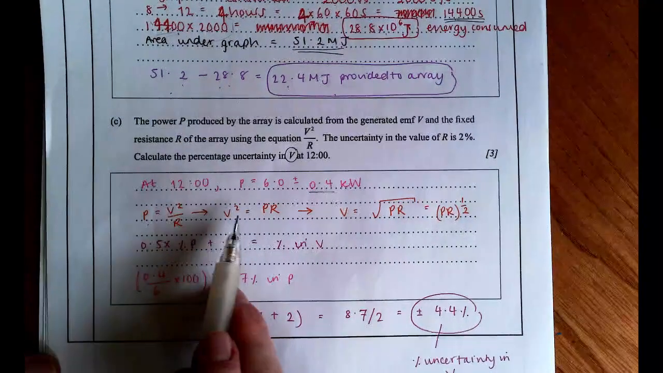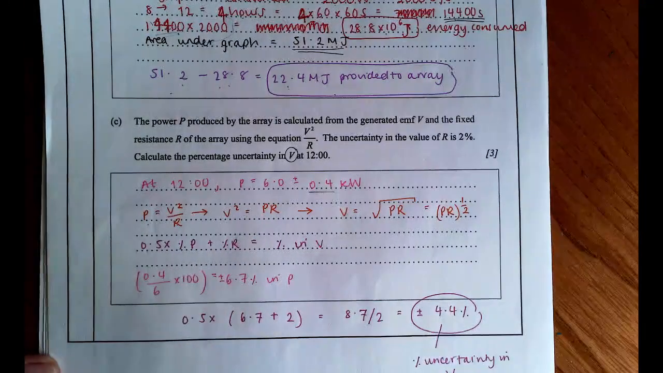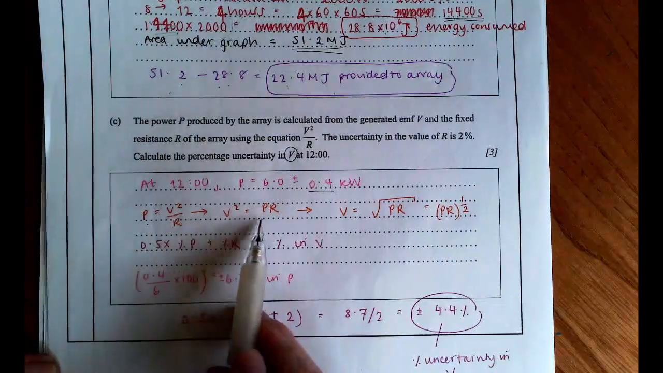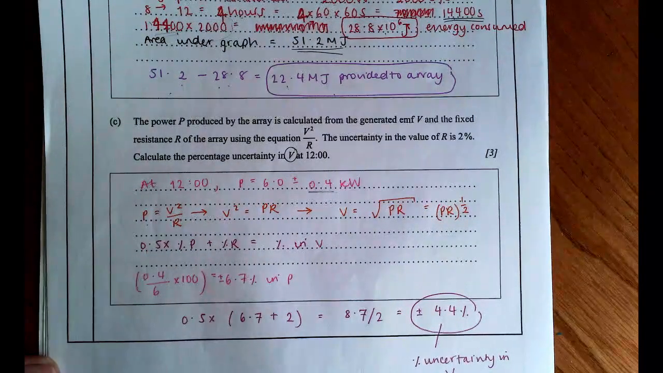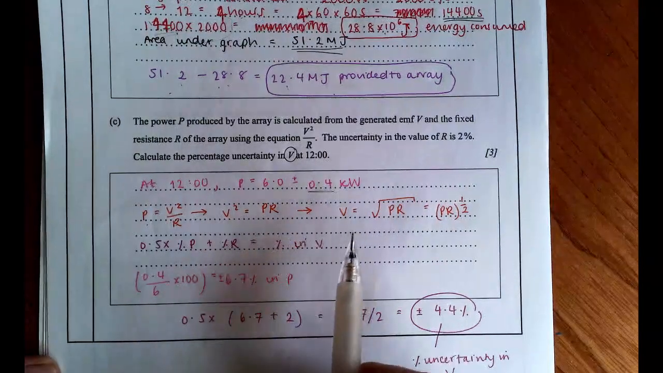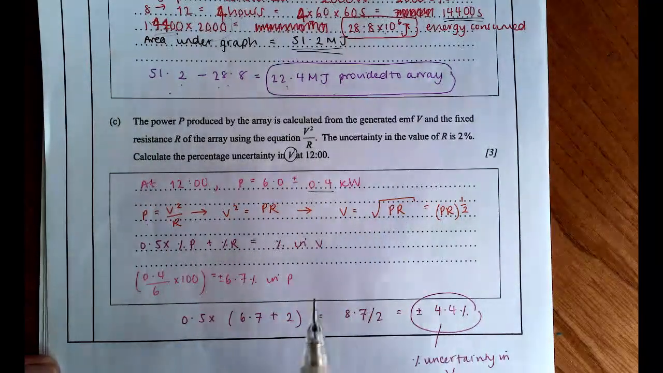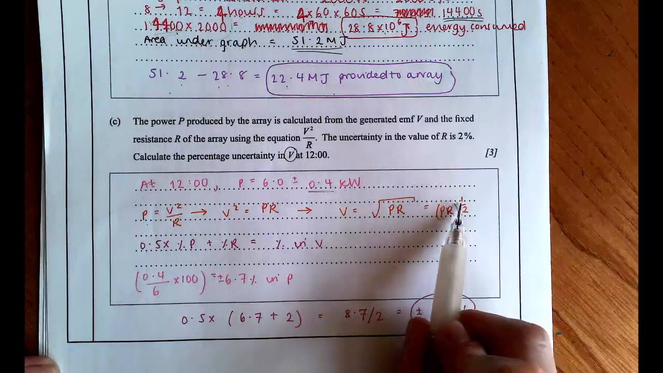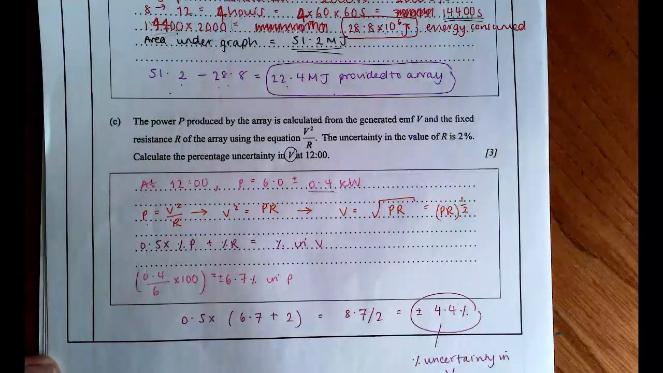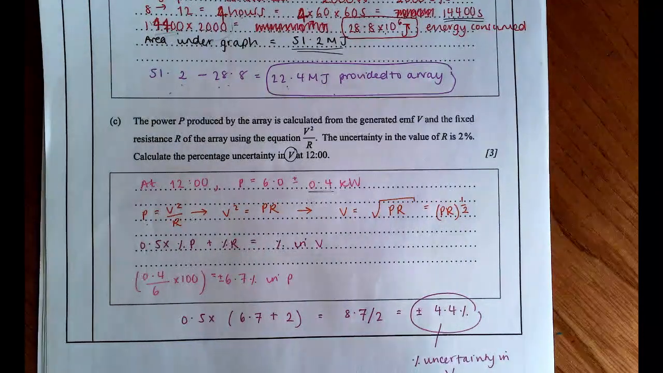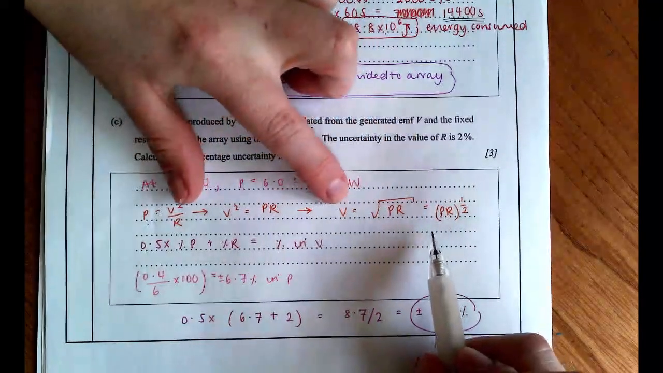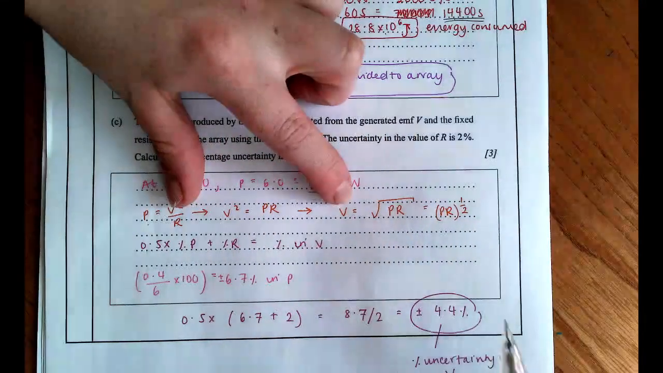So I'm going to rearrange the equation to get V as the subject. So obviously multiply both sides by R, and I get V squared is PR. I square root both sides, and I get V is equal to the square root of PR, which is the same as PR to the power of a half. Okay, now that's helpful because I now know how to accumulate my errors to find my percentage uncertainty in V.